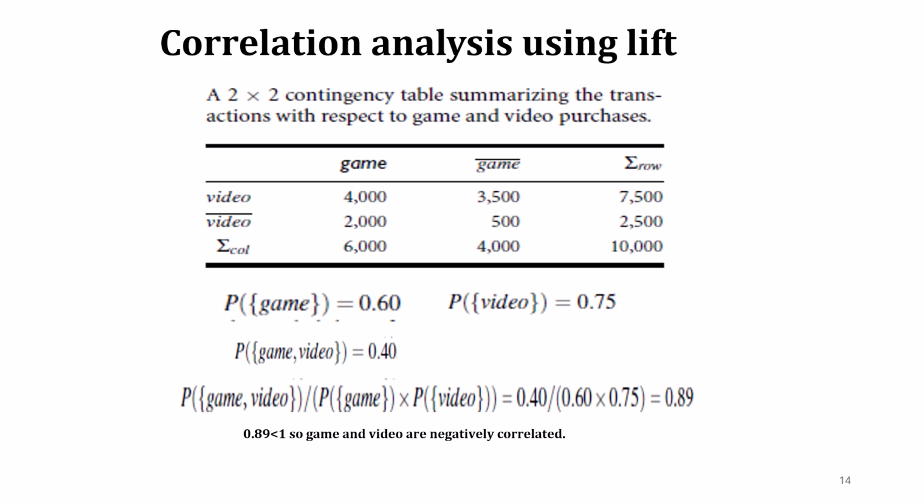Same problem, the contingency table has been created: a 2 by 2 contingency table summarizing the transactions with respect to game and video purchases. Probability of game equals 0.6, probability of video equals 0.75, P(game, video) is 0.4, so lift is 0.4 divided by 0.6 times 0.75, which is 0.89. 0.89 is less than 1, so game and video are negatively correlated.